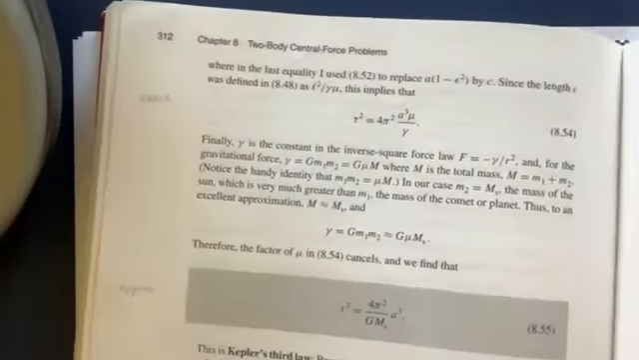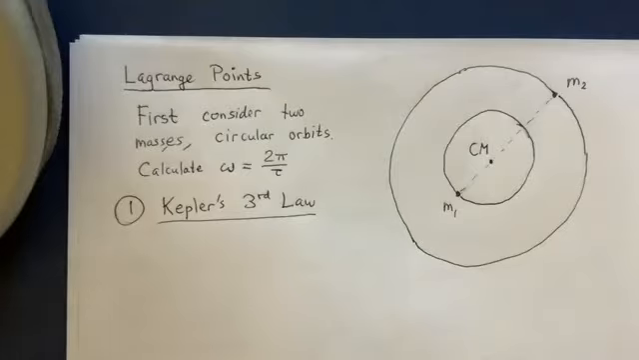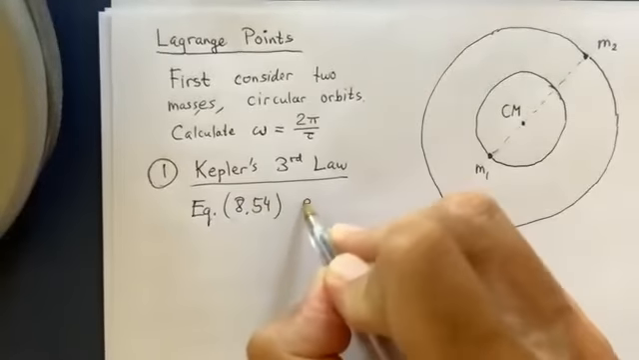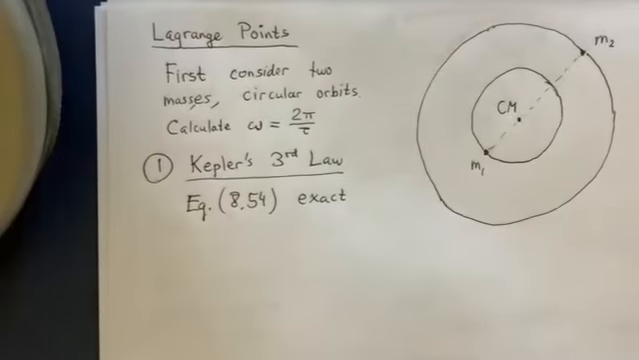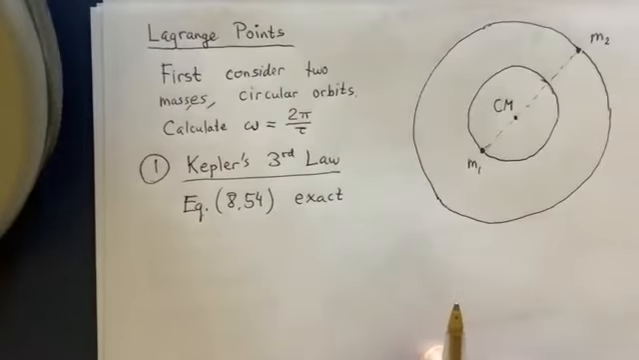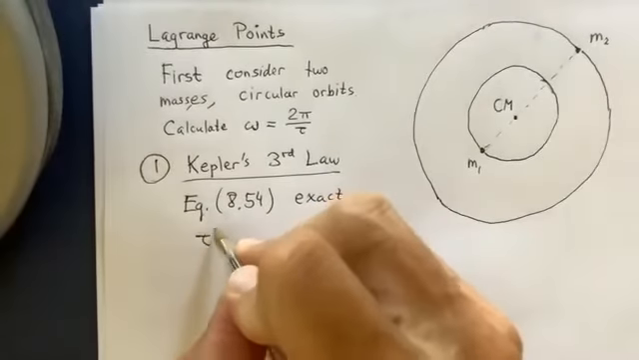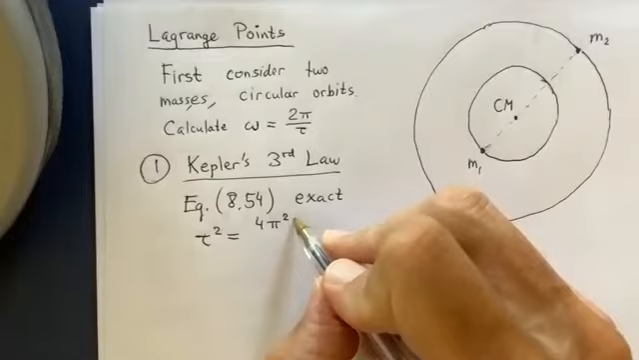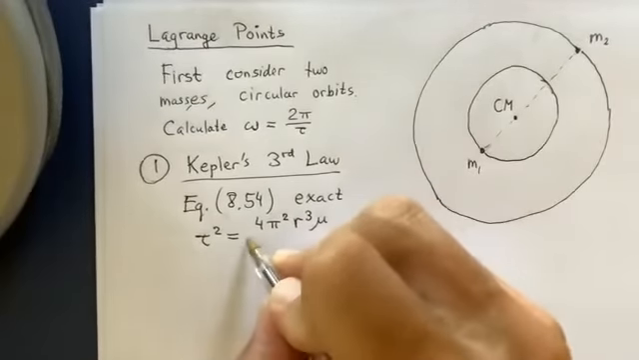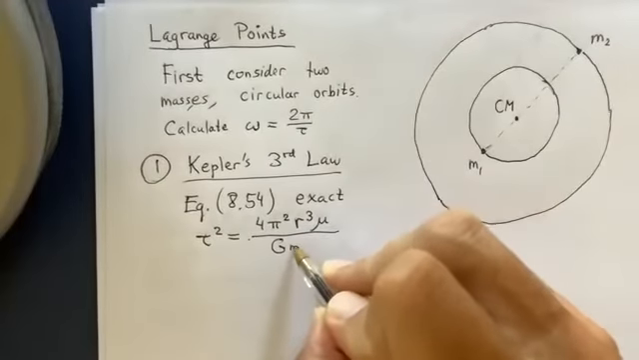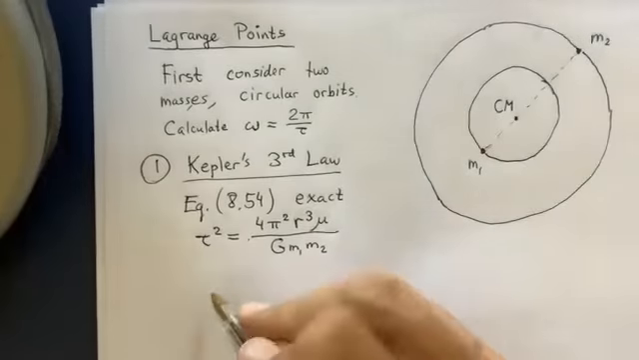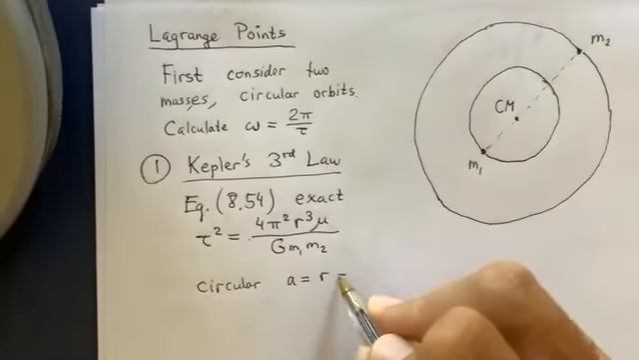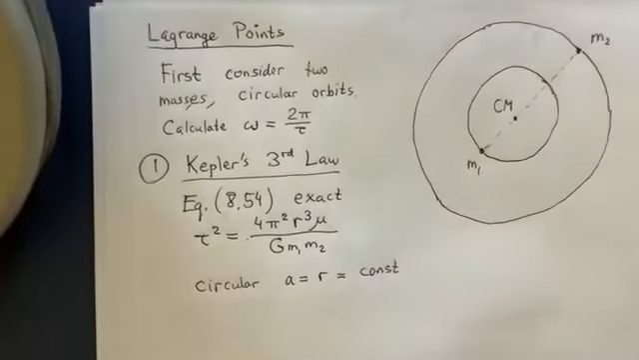This is the exact result. Okay, so Kepler's third law, and again, equation 8.54, that thing is exact. Very nice. What we want to do when we apply equation 8.54, we got the tau squared. Okay, there's something we have to talk about here. For the circular orbit, a equals r equals a constant. This is crucial that we understand.